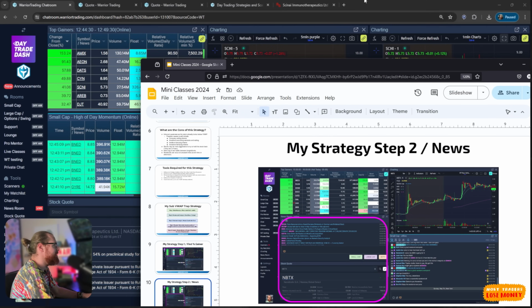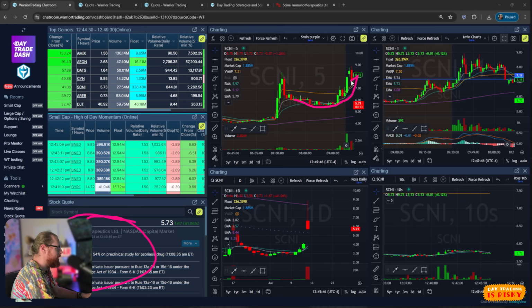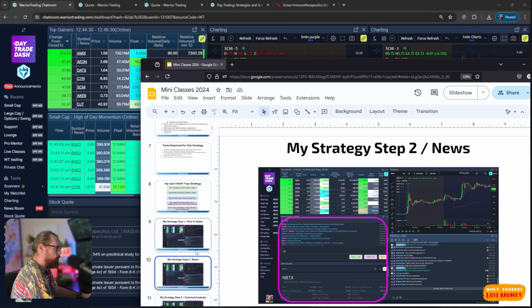Now, a news catalyst is actually important for the sub-VWAP trap because it gives the reason for the stock to change from being bearish to bullish. So this did have news out this morning. We had a headline here, which was great. So we had a catalyst that gave us step 2.